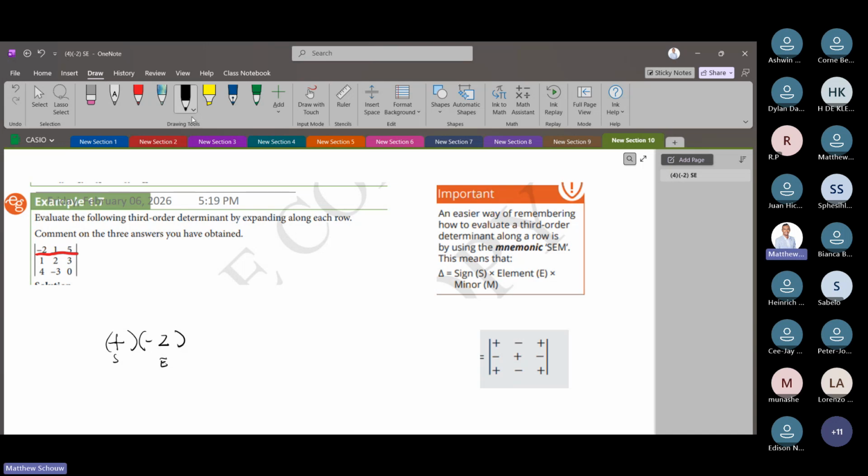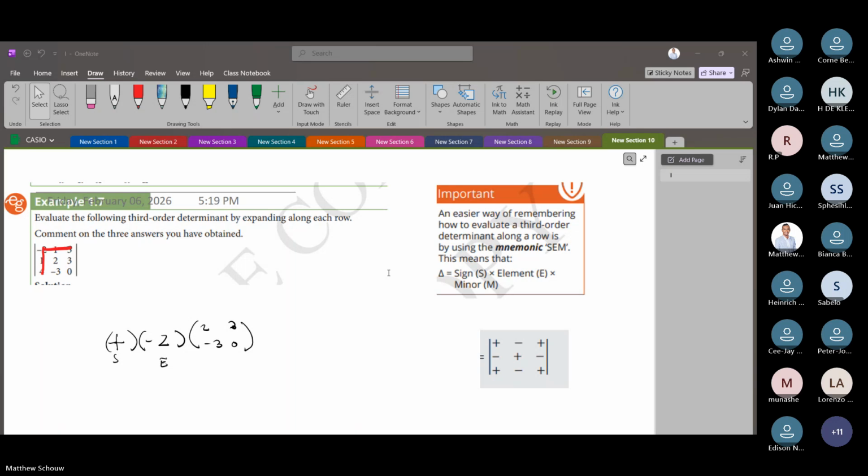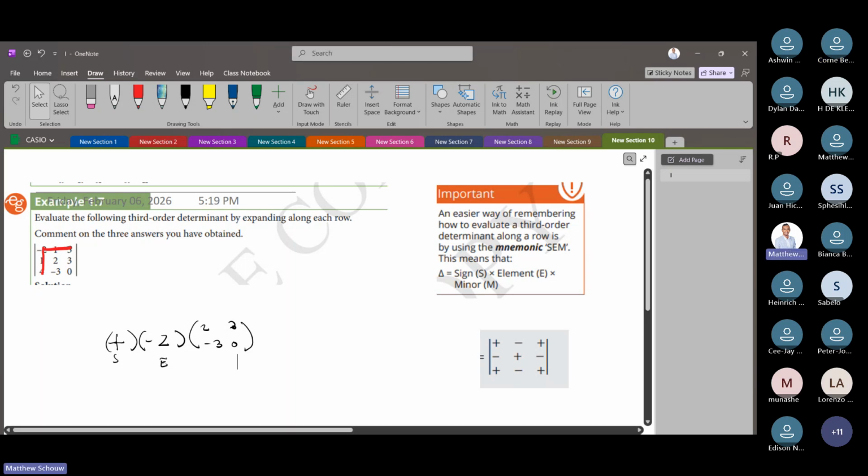So if you remember over here, if you're working with number 2, we have to eliminate that guy and that guy. Therefore, the minor will be 2, 3, -3, and 0. Is everyone with me so far? Yes, sir. Perfect. The next, when you're expanding across the whole row, you've got to go to the next element. That's what they mean.